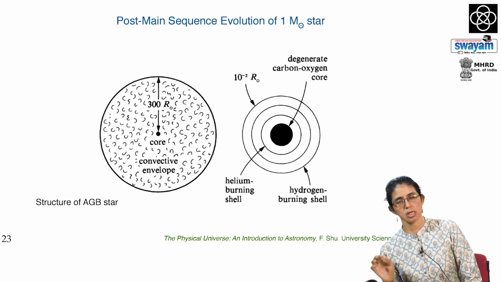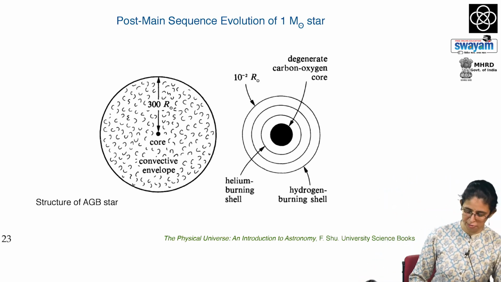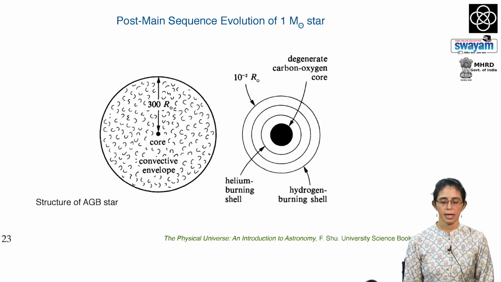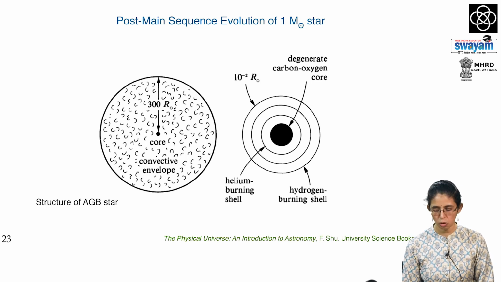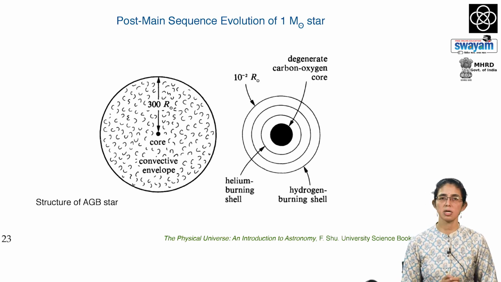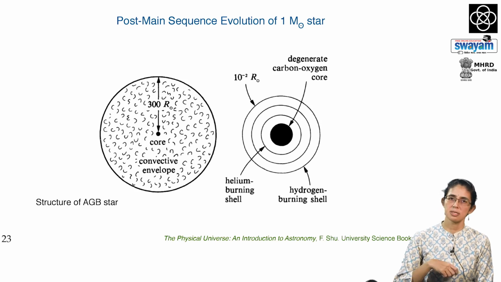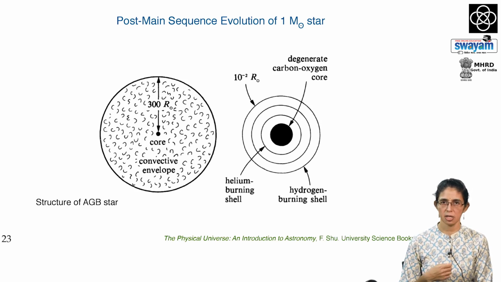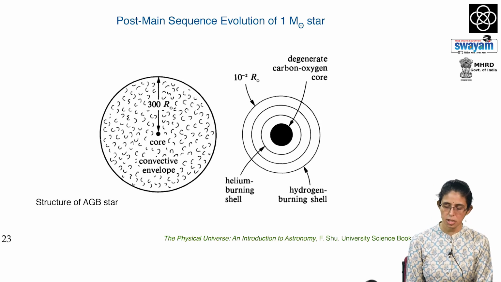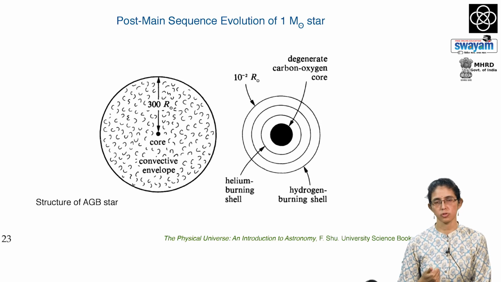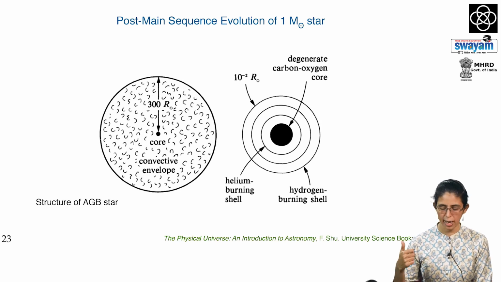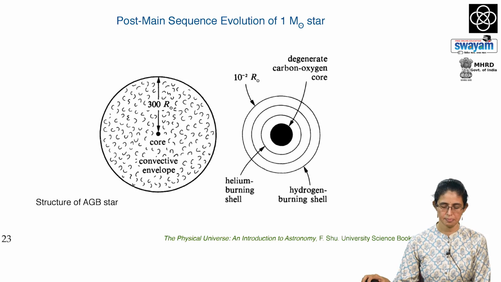So, this is the schematic of the structure of an asymptotic giant branch star, and one can see that the envelope is highly convective, the size becomes much larger. And what happens in the core? On the right hand side, this can be seen, there is a degenerate carbon oxygen core which is surrounded by a helium burning shell. This is surrounded by a shell which is made up of helium ash. Further out is a shell where hydrogen is fusing to helium. So, this is a double shell burning phase or the asymptotic giant branch phase.